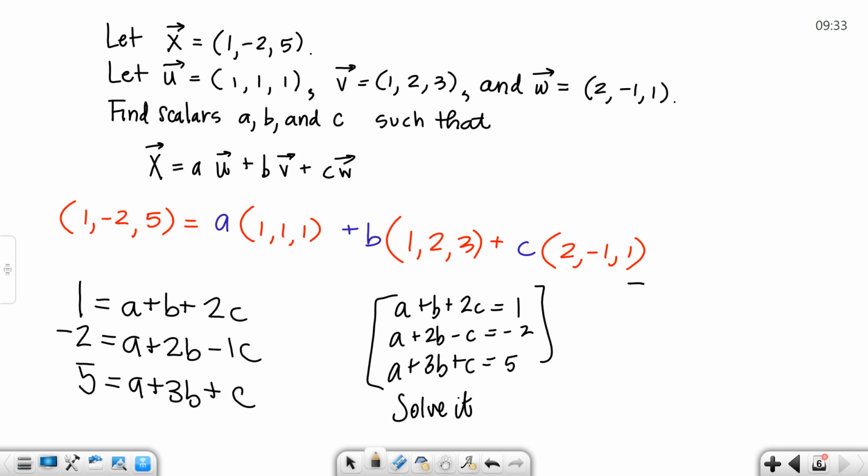The other thing that you'll notice is I'm going to take my coefficients out. See those vectors? The vector that's behind A, that's your first column. 1, 1, 1 goes down. The vector that's behind B, 1, 2, 3, goes down as a column. The vector that's behind C, 2, negative 1, 1, there it is, and then your constant vector would be 1, negative 2, 5 going down, okay?